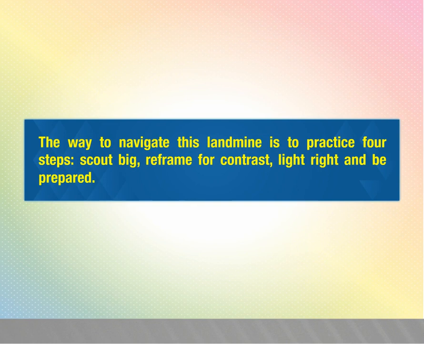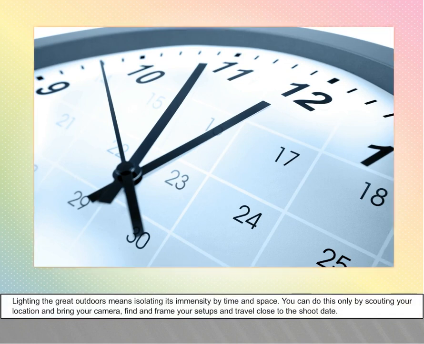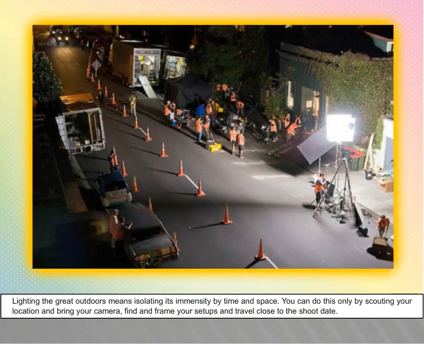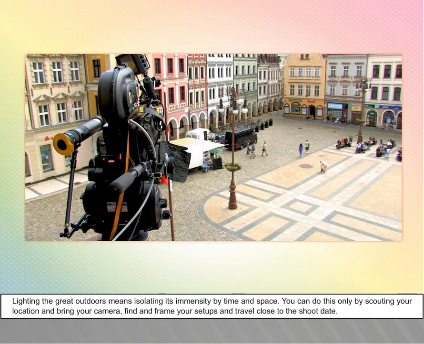The way to navigate this landmine is to practice 4 steps: scout big, reframe for contrast, light right, and be prepared. Lighting the great outdoors means isolating its immensity by time and space. You can do this only by scouting your location, bringing your camera, finding and framing your setups, and traveling close to the shoot date.